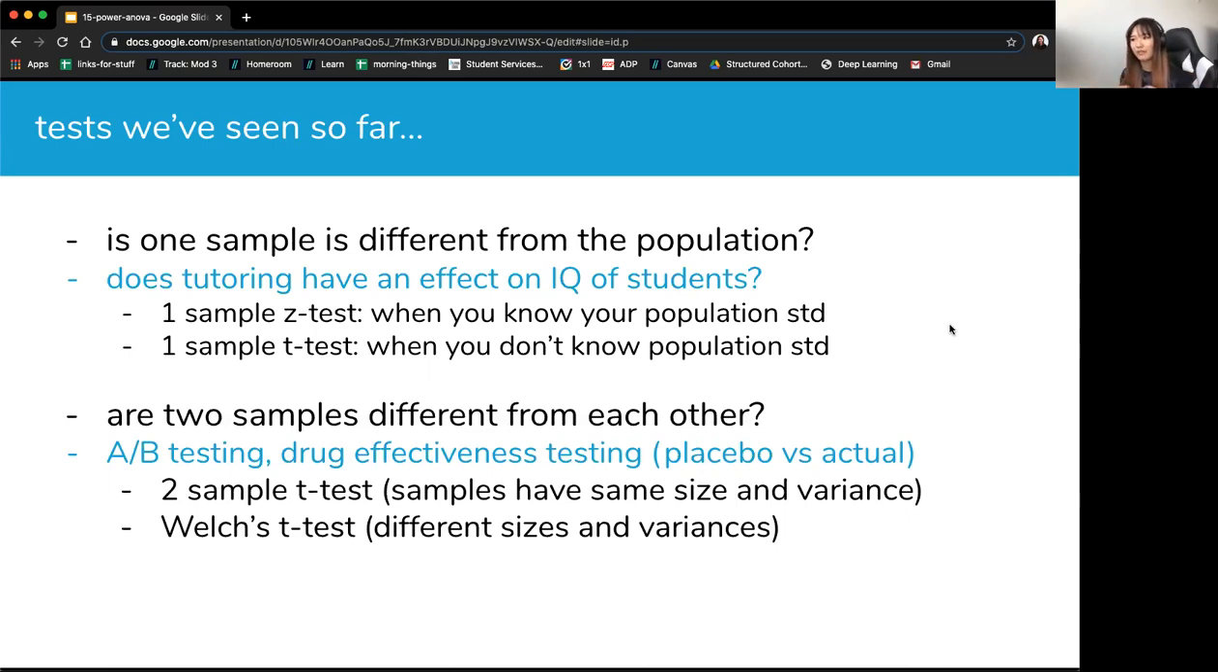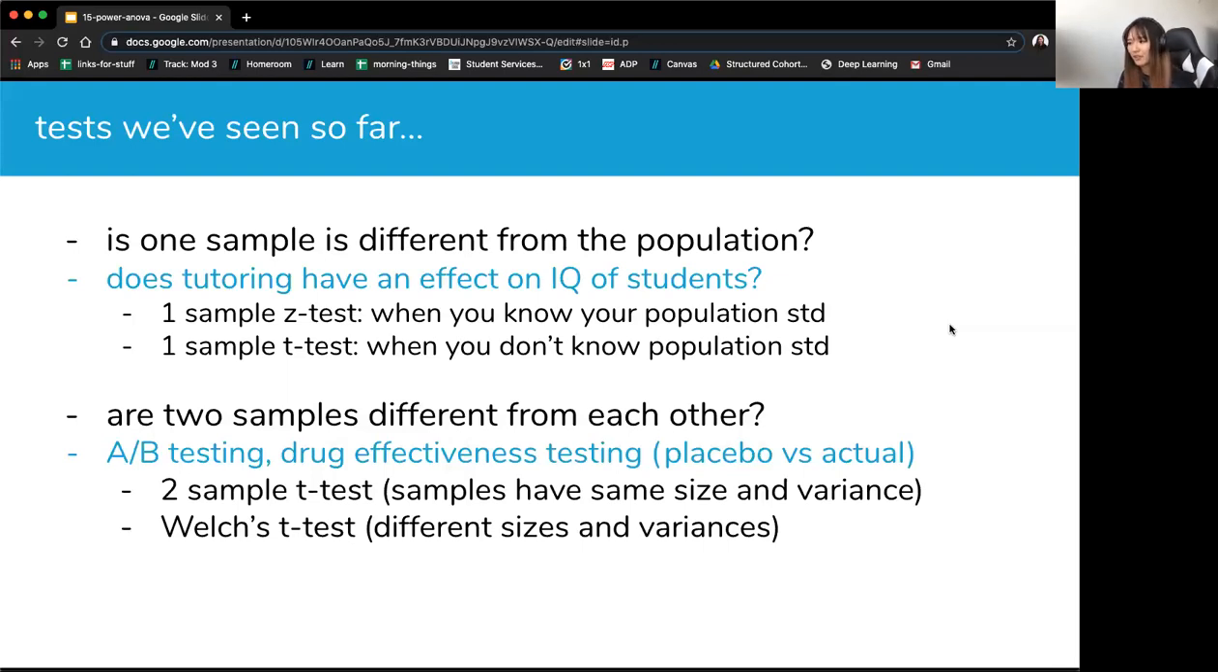Next, when you have 2 samples different from each other, those are your 2 sample tests. And examples are, I think last week we talked about drug effectiveness. I think we were talking about systolic blood pressure, looking at the effectiveness of that, and also A/B testing, an example of which we'll talk about tomorrow.